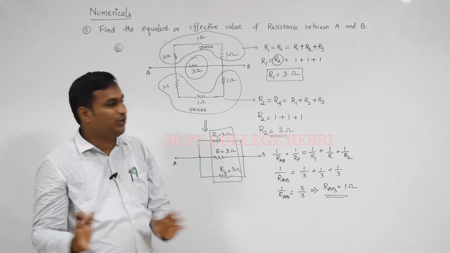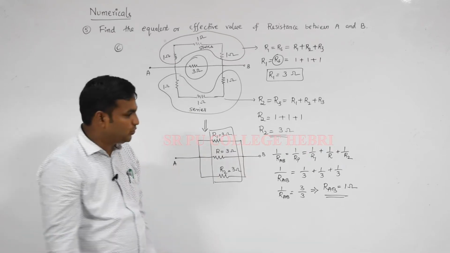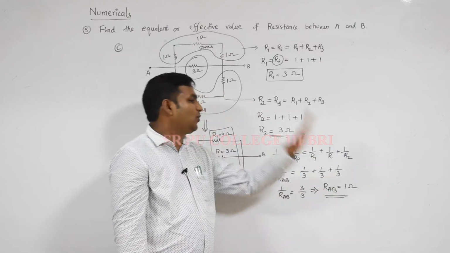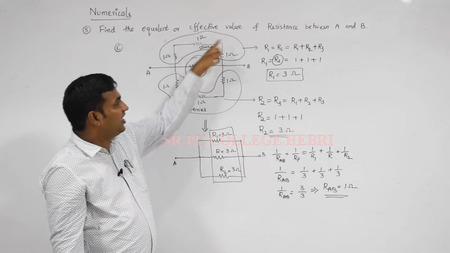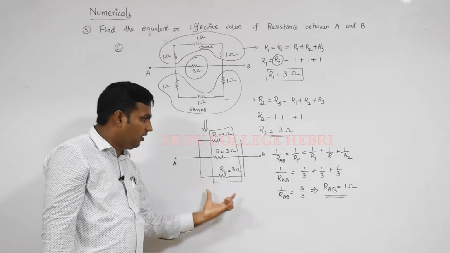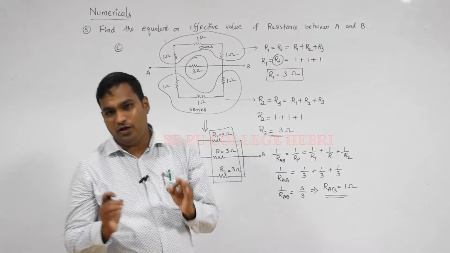This is one of the important questions, again for competitive purposes. Even in the annual exam, I got the answer for resistance between A and B as 1 ohm, by considering these three in series, these three in series, and these three connected in parallel. At the end I got the answer RAB is equal to 1 ohm.